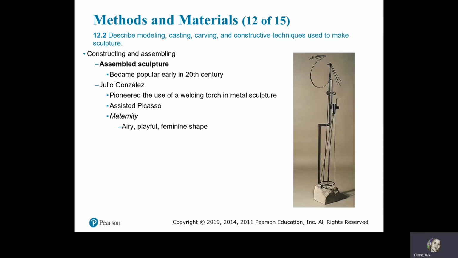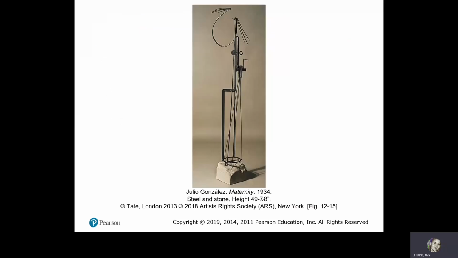Constructing and assembling. Assembled sculpture became popular in the 20th century. Julio Gonzalez pioneered the use of a welding torch in metal sculpture. He assisted Picasso. This is Maternity. It is airy, playful, and a feminine shape. Made of steel and stone, almost 50 inches tall.